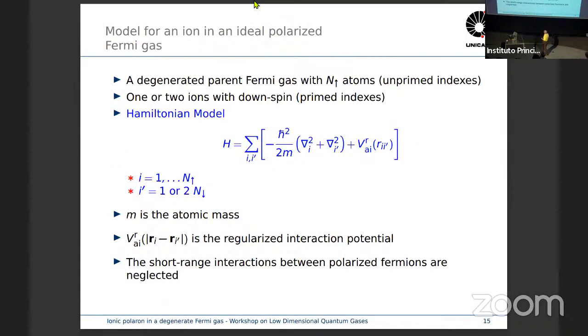here is the kinetic energy of the atoms. This one here is the kinetic energy for the ion, and V is the interacting potential. M is the mass, and short-range interactions among the atoms in the bath are neglected, since we are assuming that they form an ideal Fermi gas, a degenerate Fermi gas.